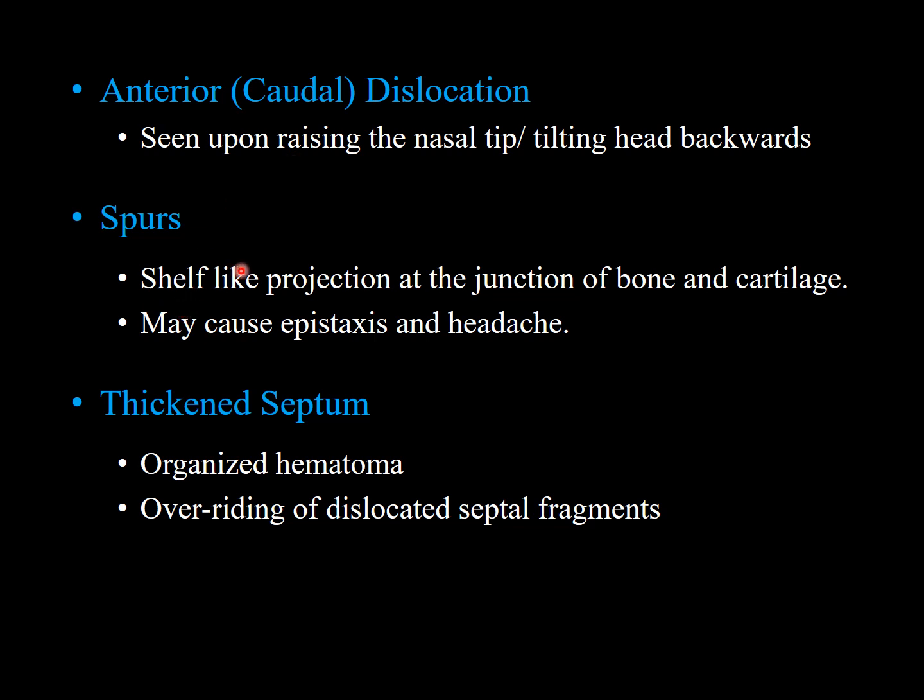Spurs, these are basically shelf-like projections most commonly present at the junction of cartilage and bone, but they can be present in the cartilage, though mostly at the junction. And these spurs usually cause epistaxis and headache. Thickened septum, it may be due to an organized hematoma or overriding of the dislocated septal fragments.